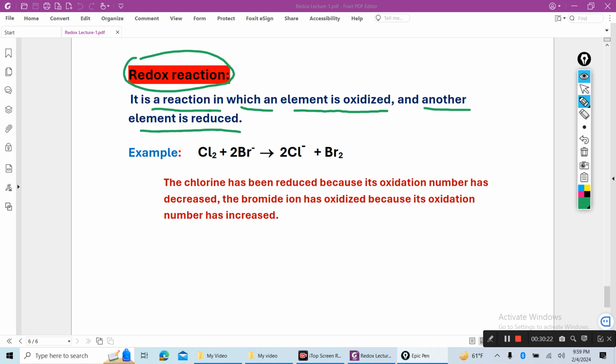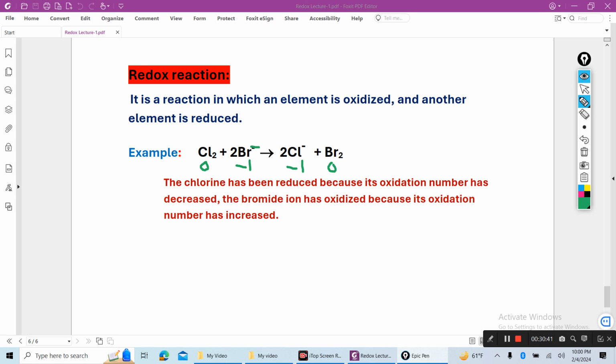Now you see here, this reaction is a redox reaction. How? You know rule 1, chlorine oxidation number 0, bromide ion -1, rule 2, here -1, here 0. So you see which element is oxidized here? Bromide ion goes from -1 to 0, or you can write bromide ion loses electron because oxidation number increases. Here bromide ion is oxidized because bromide ion loses electron, or oxidation number of bromide ion increases from -1 to 0. So bromide ion is oxidized.